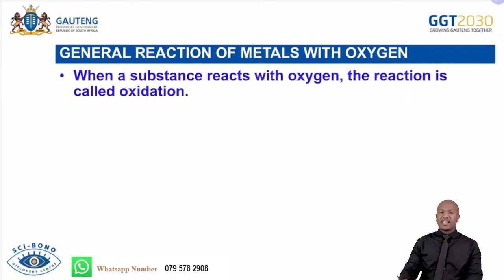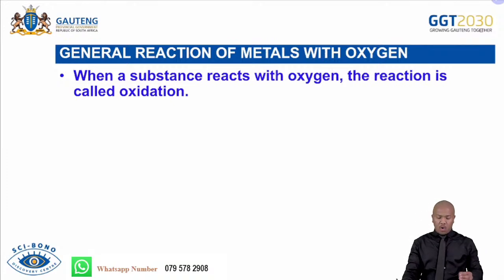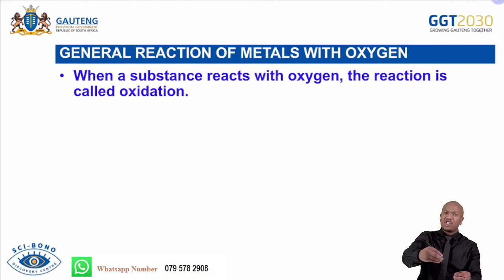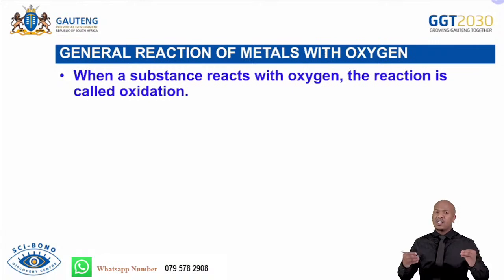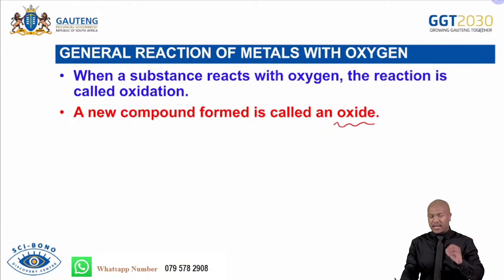When a substance reacts with oxygen, the reaction is called oxidation. It is called an oxidation reaction because we are simply oxidizing the what? The metal. So whatever substance that reacts with oxygen, the reaction is called oxidation because we're adding what? Oxygen on top of the substance. Or we're reacting the substance with what? With oxygen. And as a result, a compound that is formed is called an oxide.